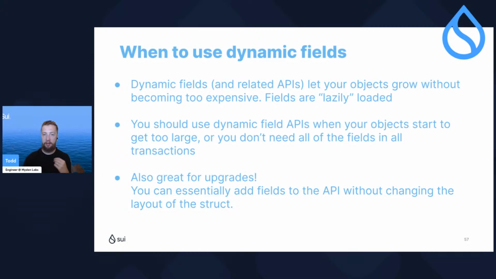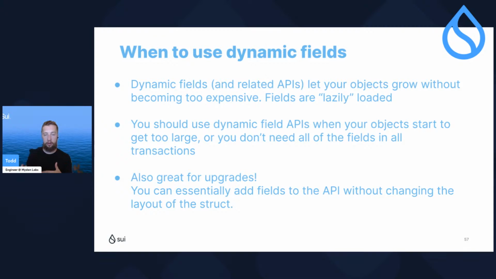Just to summarize, dynamic fields are really great for when your objects are going to be too expensive. So if you're worried about loading too much data all up front, you can instead lazily load your individual fields and only access what you need at each time. Keep in mind though that there is still a cost to loading those individual objects. So I wouldn't split up all of the fields of your struct or your object into dynamic fields. You wouldn't want to do that because then it'd be really expensive to access even basic fields.